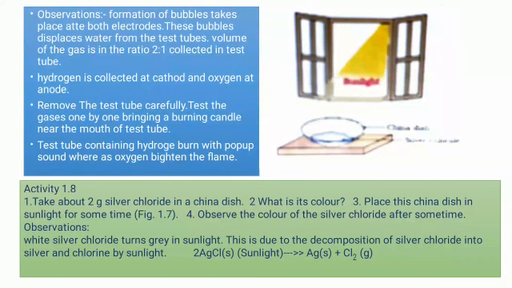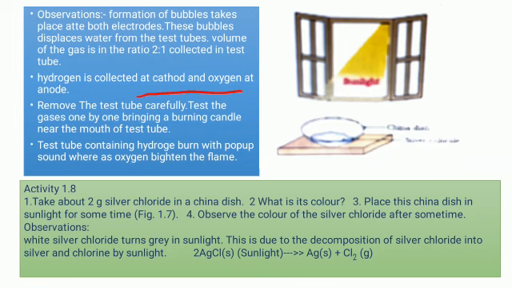What is the observation? We see formation of bubbles at both electrodes. These bubbles displace water from the test tubes. The volume of the gas collected in the test tubes is in the ratio 2:1. Hydrogen is collected at the cathode and oxygen at the anode. Why? Because hydrogen is positively charged and oxygen is negatively charged.